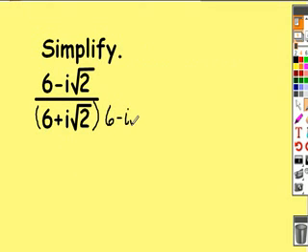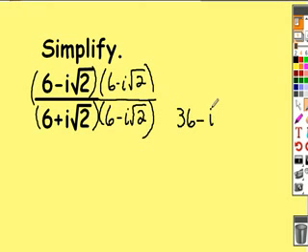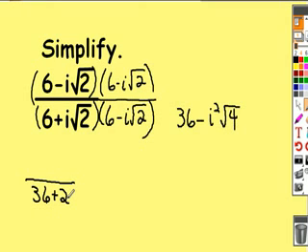So that would be 6 minus i times the square root of 2. Now, in the bottom, you see first minus last. You have i times i, the square root of 2 times the square root of 2. If you simplify that a little bit more, that would be 36 plus 2. So your denominator will be 38.